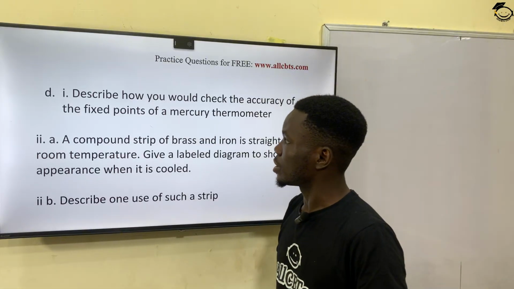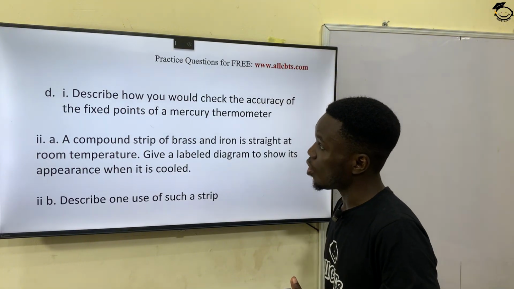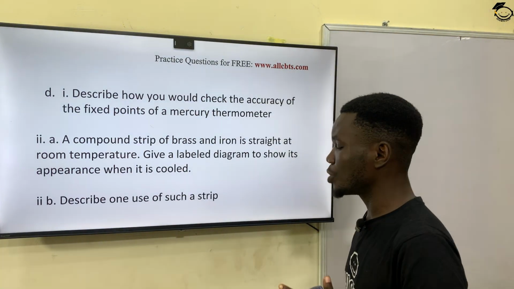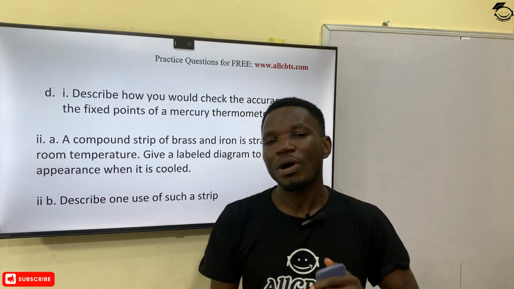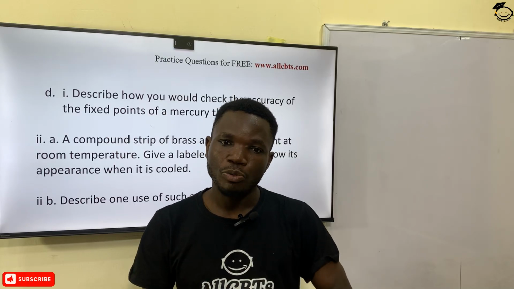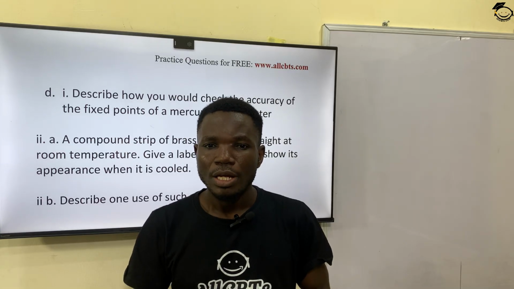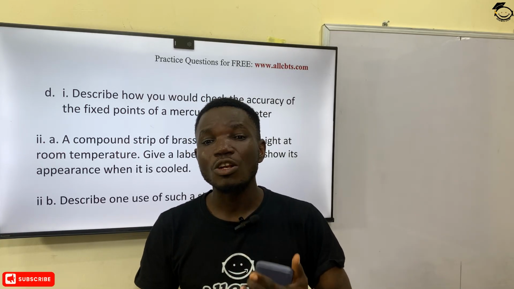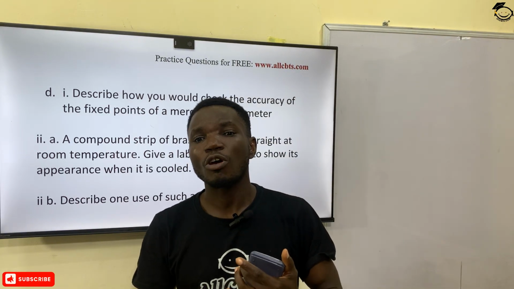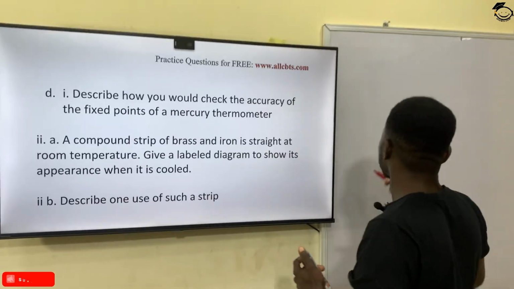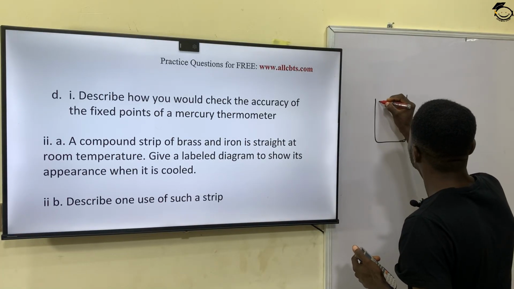Question number 2d, Roman numeral 1, says, describe how you would check the accuracy of the fixed points of a mercury thermometer. Now, in any thermometer, we have two fixed points: the upper fixed point and the lower fixed point. If you have a mercury thermometer and you want to check its fixed points, first, to check the lower fixed point, you take an ice block, for example. Ice is usually at 0 degrees Celsius. Let's say I have a beaker and then I have a funnel.